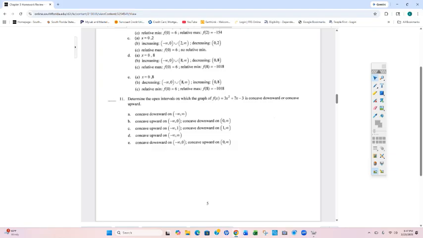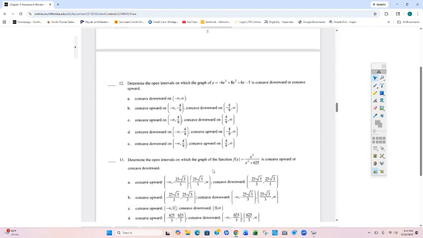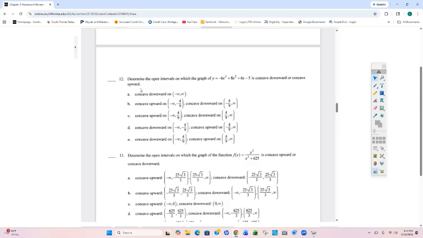The correct answer is D, and that is from section 3.4. Number 12, determine the open intervals on which the graph of y equals negative 6x cubed plus 8x squared plus 6x minus 5 is concave downward or concave upward.